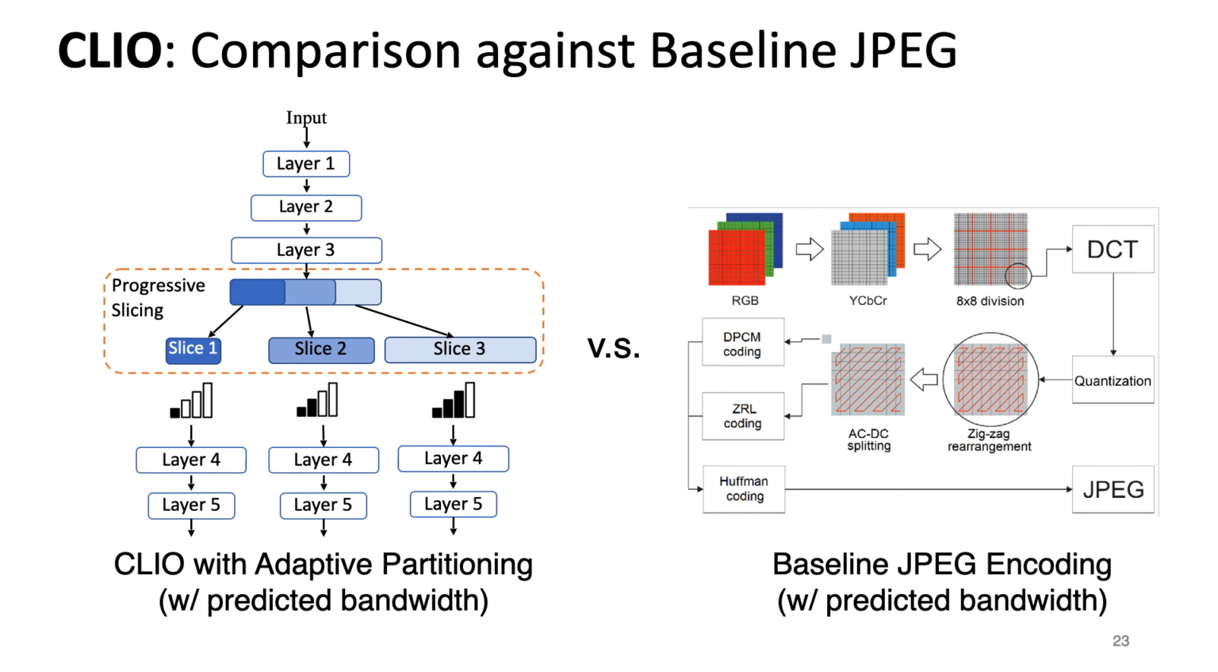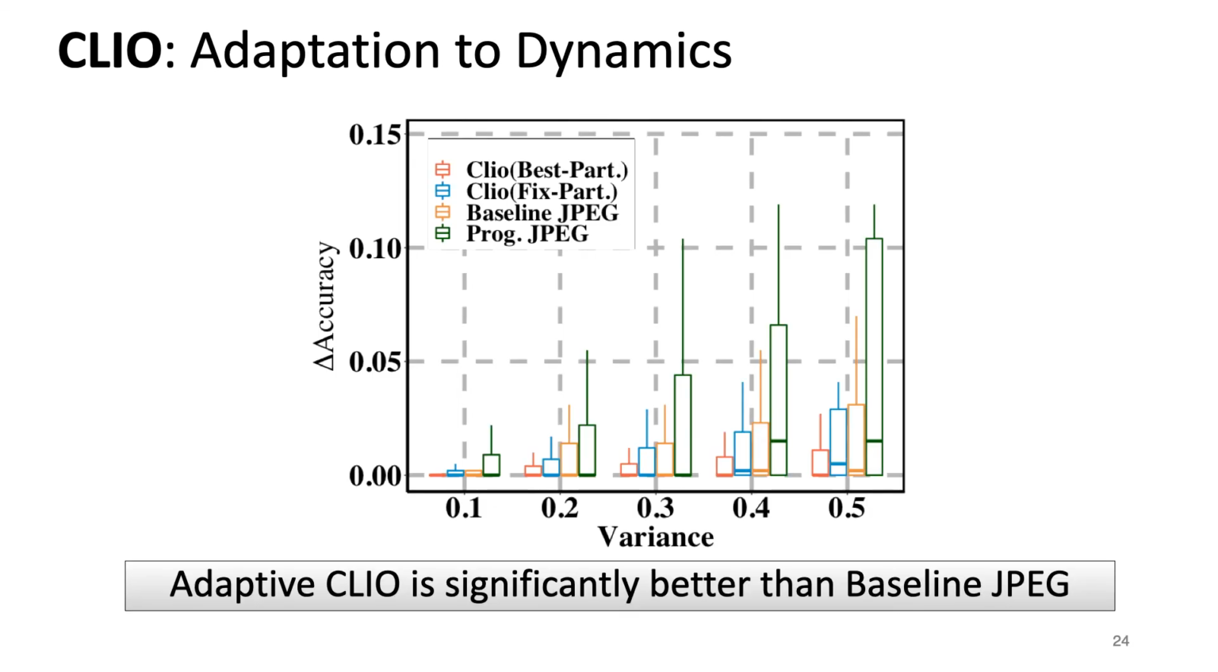We also compare our method with baseline JPEG. Both baseline JPEG and our adaptive partitioning require the estimation of the historical bandwidth. For baseline JPEG, it requires estimated bandwidth to compress the data with different qualities. Our comparison is based on the synthetic traces where we change the variance of the network dynamics manually.